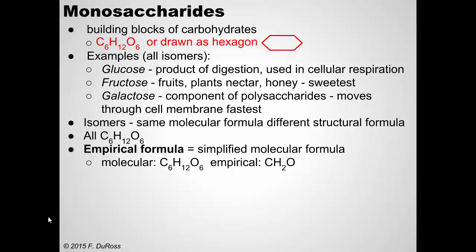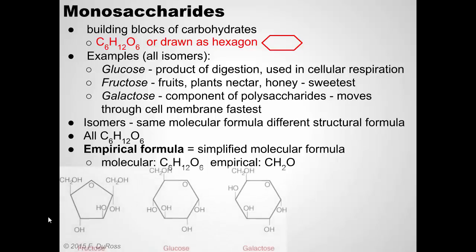Okay. They're all isomers of each other. So first, glucose. Glucose is the one we're probably most familiar with. It is the main source of energy in cells. The mitochondria uses glucose. It's an important part of cellular respiration. And many other types of sugars are broken down and transformed into glucose for use by the cell.